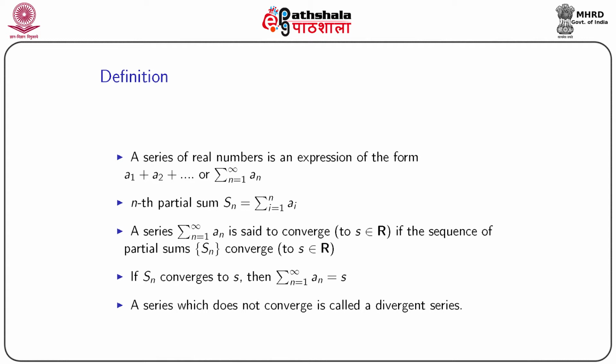A series sum over n from 1 to infinity of an is said to converge to some real number s belonging to the real line if the sequence of partial sums converges to s. That is very important. We have to find the partial sums, construct the sequence of partial sums, and then judge the convergence of this sequence. If Sn converges to s, we say the series converges to s, and we write the sum over n from 1 to infinity of an equals s. A series which doesn't converge is called a divergent series.